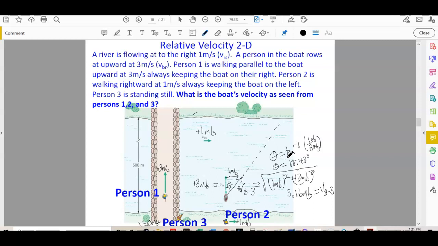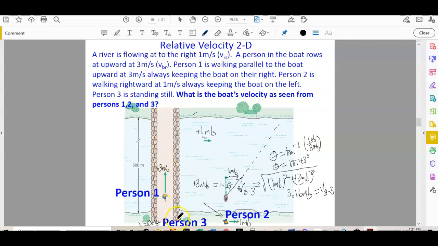So with objects moving in 2 dimensions, you've got to consider reference frames. If you put the reference frame around person number 1, they're going to see person 3 moving down at -3 meters per second. They're going to see this boat just floating to the right at a positive 1 meter per second. And they're going to also see person number 2 moving down and to the right, because they're walking up, but they're considering themselves standing still.